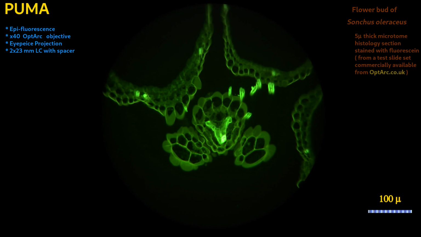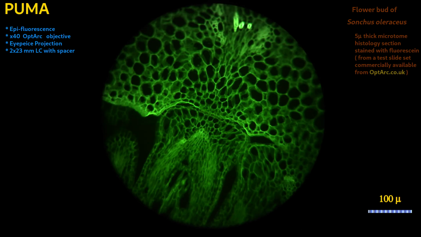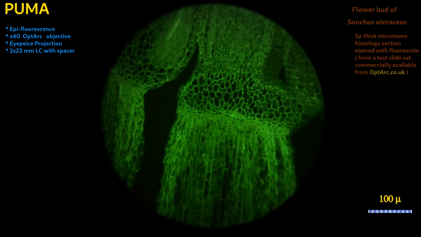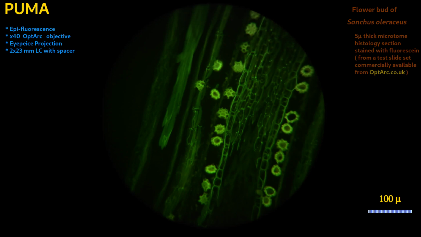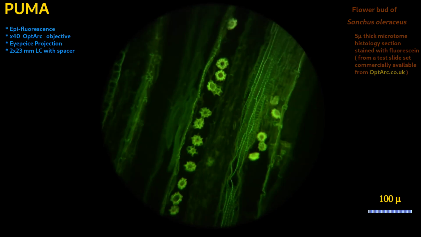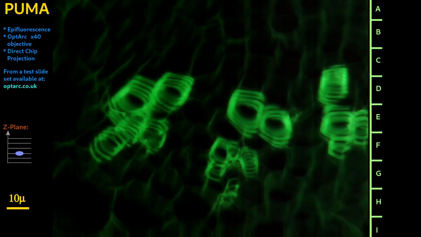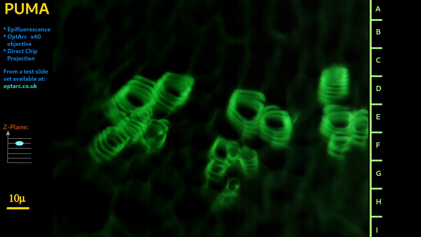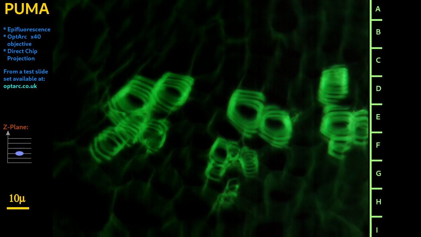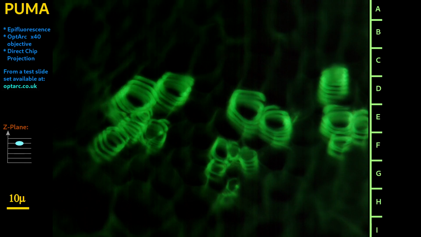Note that the illumination is reasonably even across the whole field, with some drop-off to the periphery, exaggerated by the eyepiece camera projection used. Note the crisp, bright signal and dark background in the plant tissues. The spiky round objects are pollen grains, and we will see them in more detail soon. I'll now show you the same specimen imaged with direct chip projection to a C-mount camera using a x40 objective.